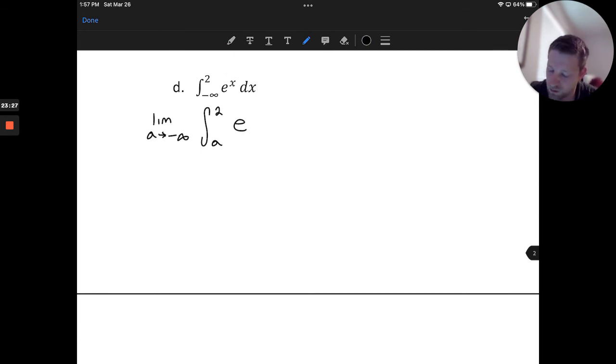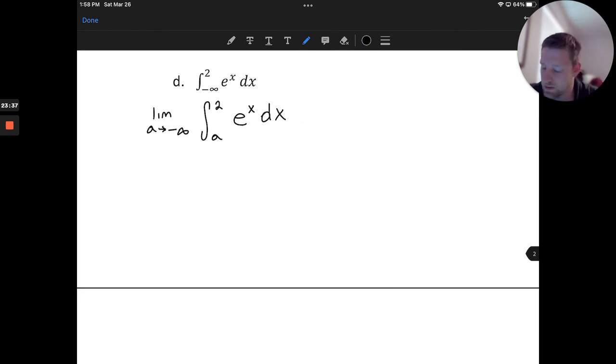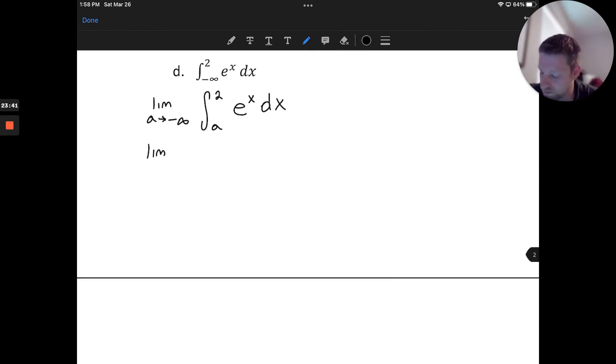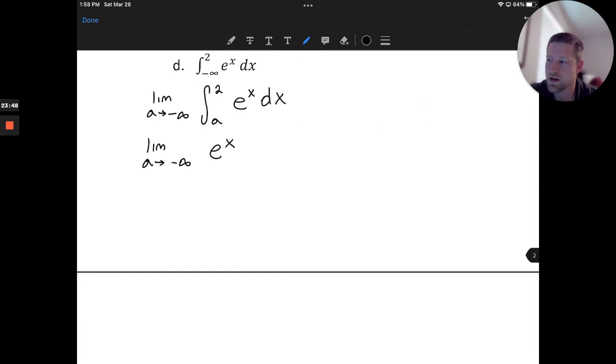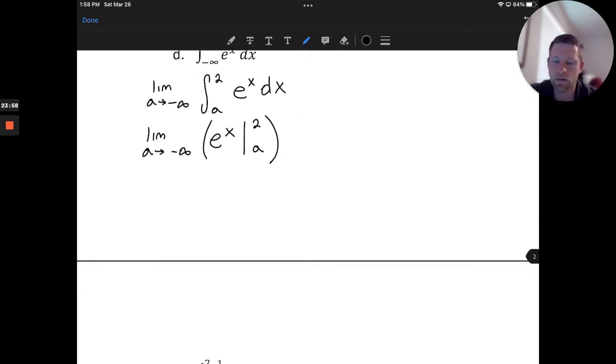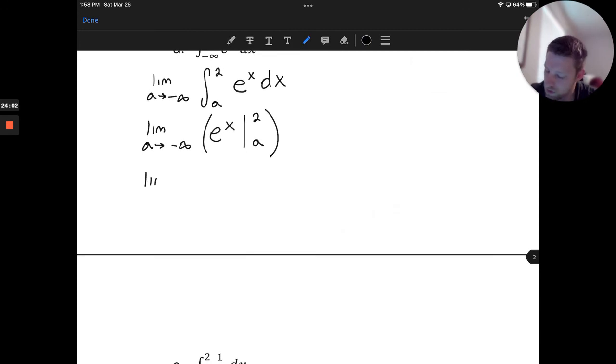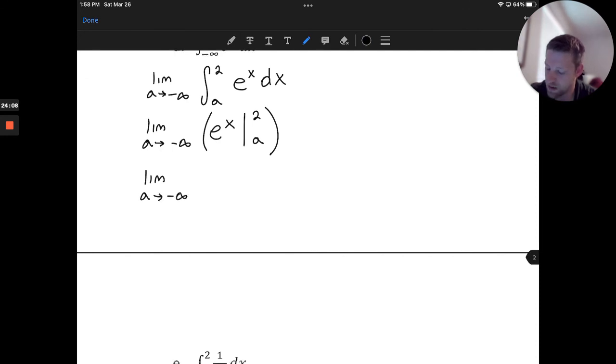Now we want to have the integral of e raised to the x dx, which in itself is an integral that has its own antiderivative. So e to the x stays intact as its own antiderivative. So we could say this is the limit as a goes to negative infinity of e to the x as our antiderivative, and we want to evaluate this at 2 and at a. Now let's go ahead and work out this evaluation. We have the limit as a goes to negative infinity of e raised to the second power subtract e raised to the a power for those two bounds.